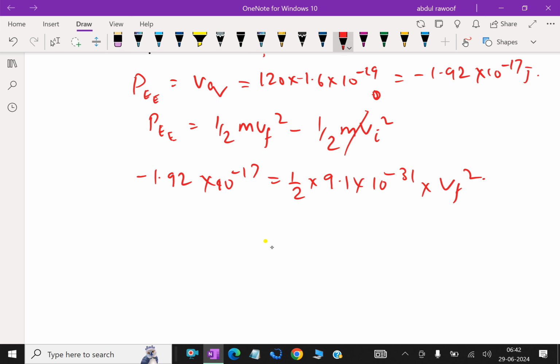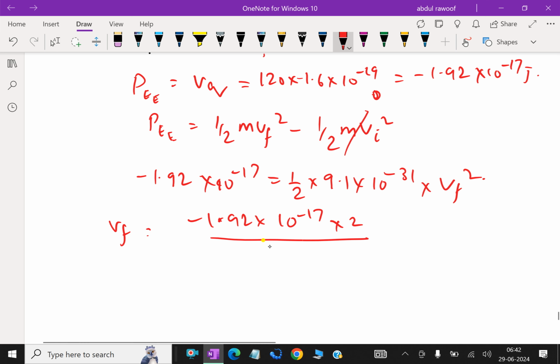Now, by using cross multiplication, Vf equals minus 1.92 into 10 power minus 17 into 2 over 9.1 into 10 power minus 31. That is the mass of one electron. Here you can use it so the calculation becomes positive, since the minus comes through the square root.